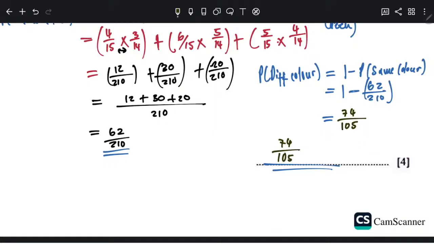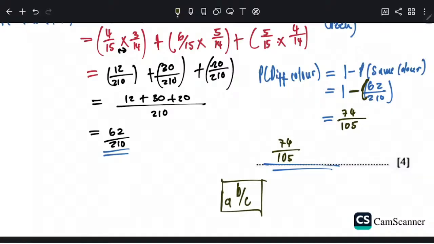You just punch like this. 1 minus, the calculator knows how to give you an answer. 1 minus, you open brackets, you say 62 divided by 210, you close. Okay, if you want to change it to a fraction, you press these buttons. Then you're going to have the thing.